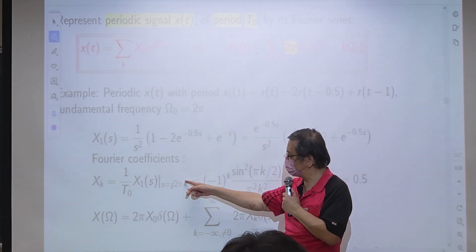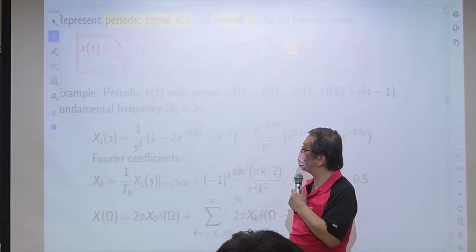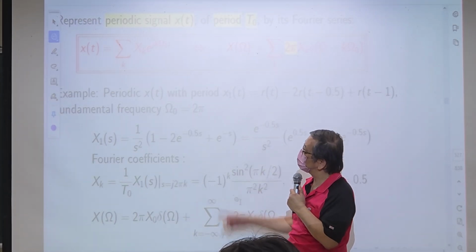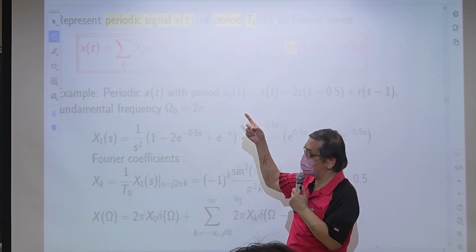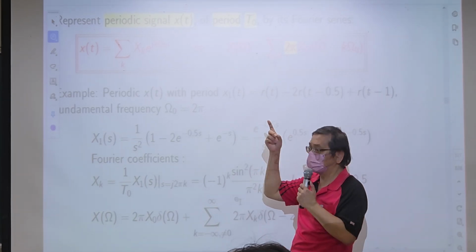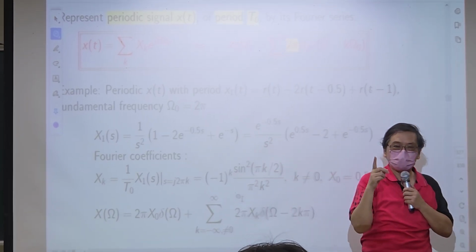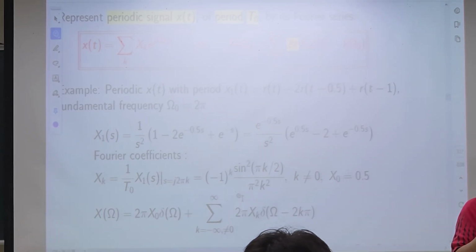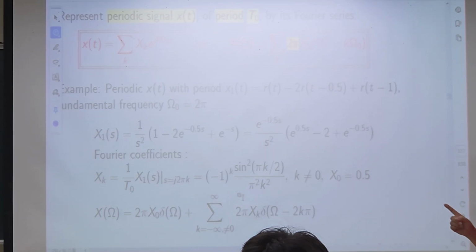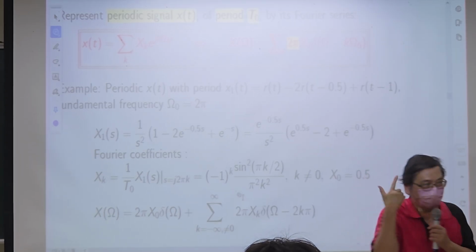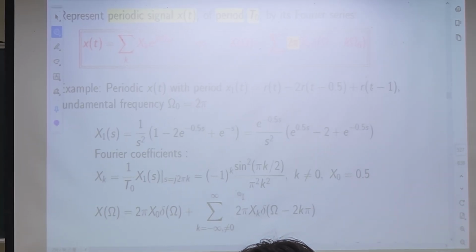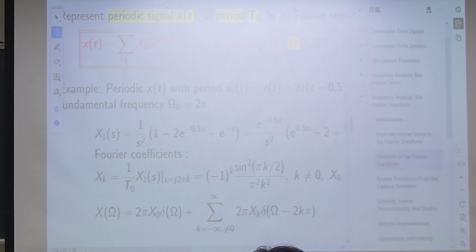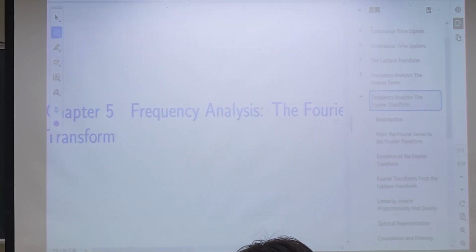Okay? For k equals 0, what will happen? What is x of 0? What is the coefficient x of 0 when you are computing the Fourier series expansion? Let's go back to the Fourier series again. This is kind of a fundamental concept.